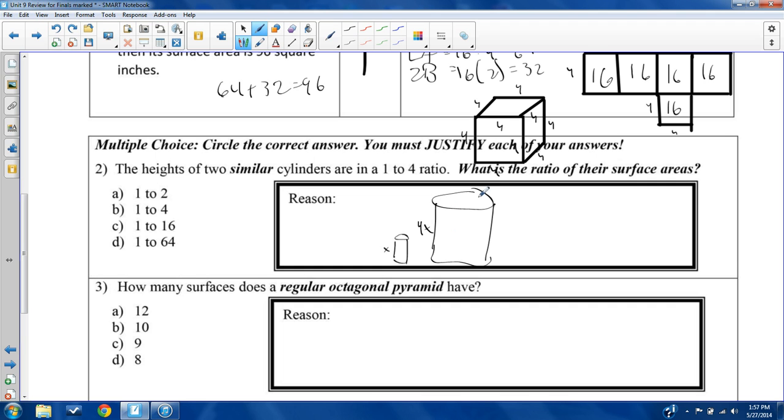Okay? They are not asking you to find out what the height is. They're not asking you to find out what the surface area is or anything else. But the height is a length. And the ratio here, it's just A over B.